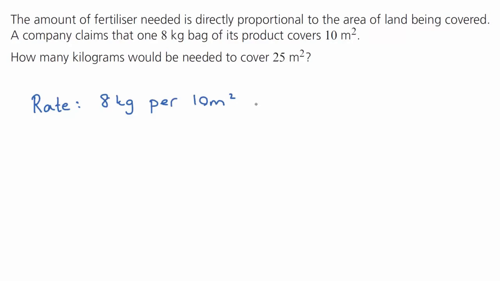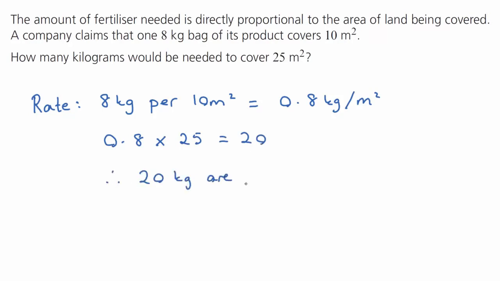Well, dividing by 10 to simplify the rate to kilograms per meter squared, we get that 0.8 kilograms will cover each meter squared. So 0.8 kilograms per meter squared. We want to know how many kilograms would be needed to cover 25 meters squared. So we need to multiply it by 25. So 0.8 times 25 tells us that 20 kilograms are needed for 25 meters squared.